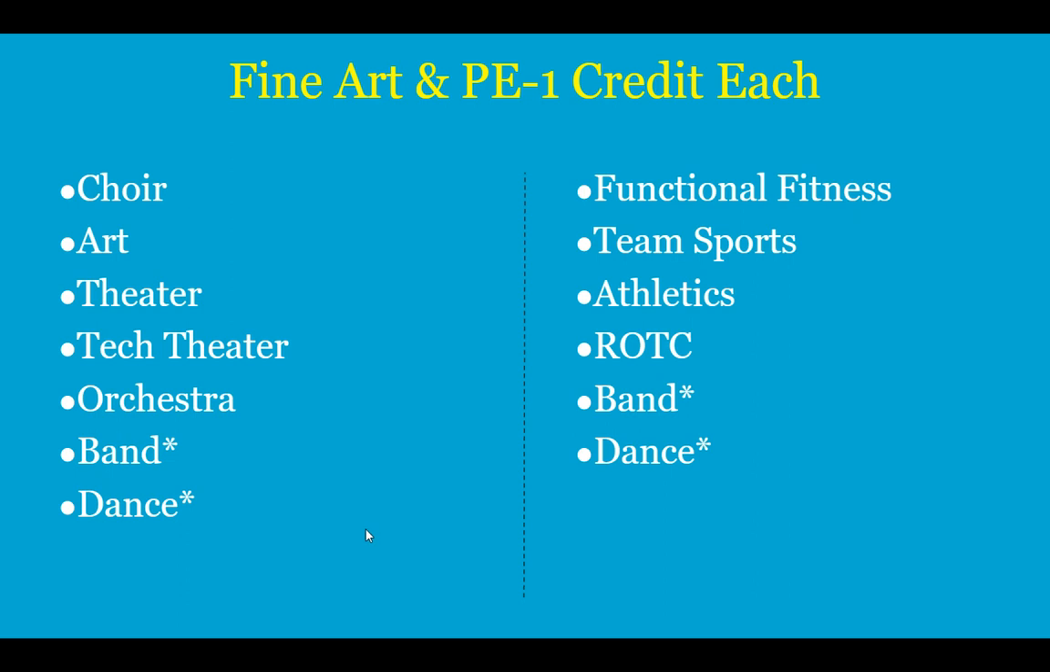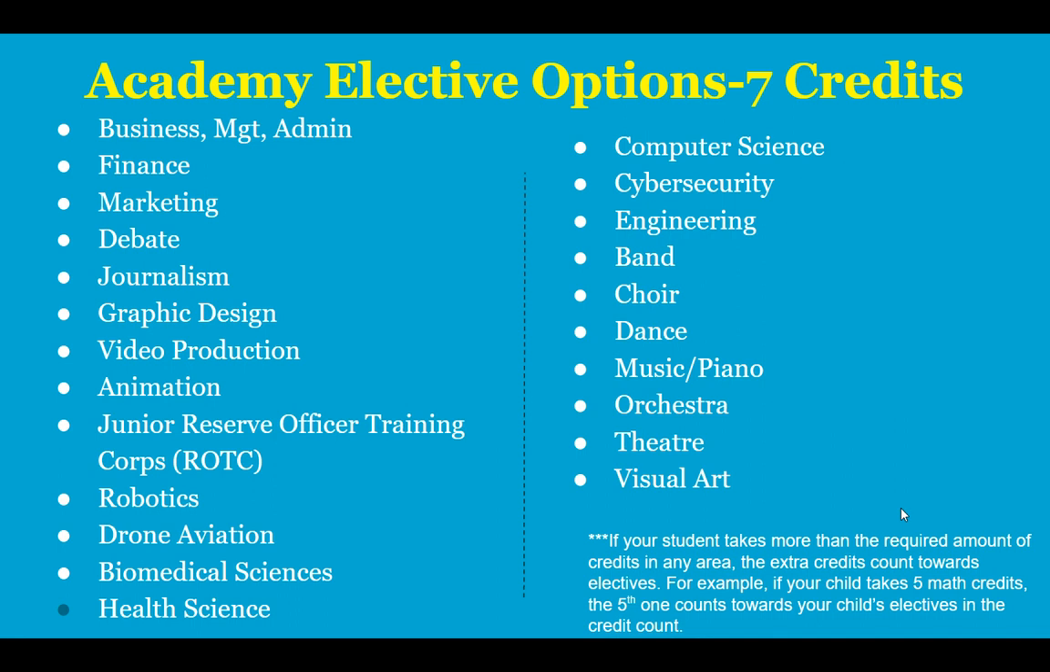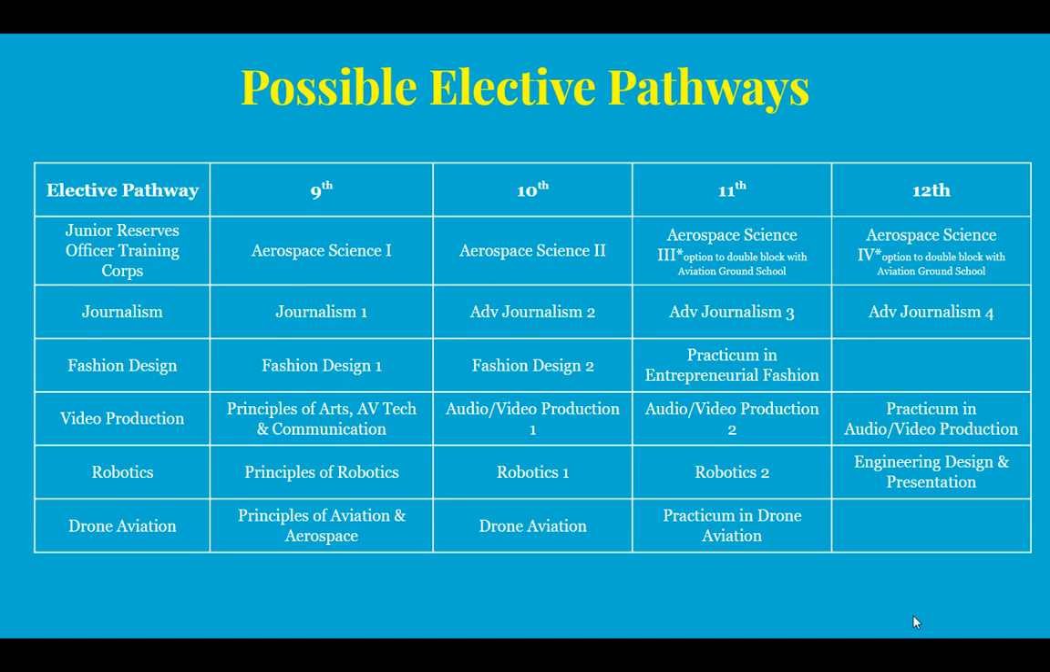These are all the things that can count for fine art. These are all the things that count for PE credit. Remember, you have to have one before you graduate. So if you haven't done it yet, sign up for them for senior year. We have tons of different academy elective options. So if you're going to be continuing your pathway, I just went ahead and put, okay, based off the 11th grade column, what class you're in, you could technically go on to the 12th grade option.